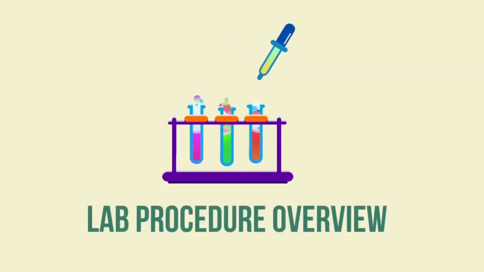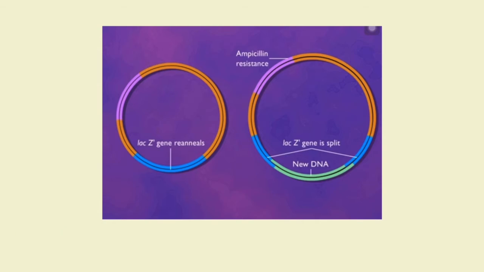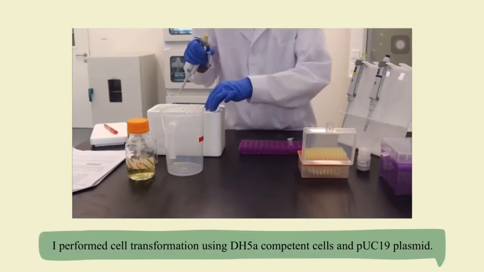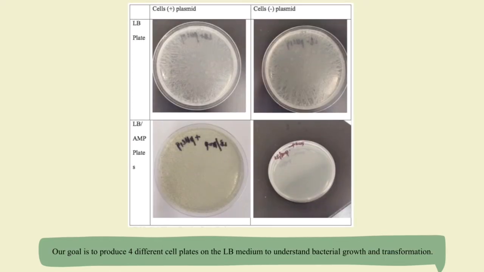I will now provide a quick overview of the experimental procedures carried out to practice this lab. The purpose of this lab is to learn how to produce transformants by plasmid acquirement and use the LacZ gene as a selectable marker. I performed cell transformation using DH5α competent cells and pUC19 plasmid. Our goal is to produce 4 different cell plates on the LB medium to understand bacterial growth and transformation.